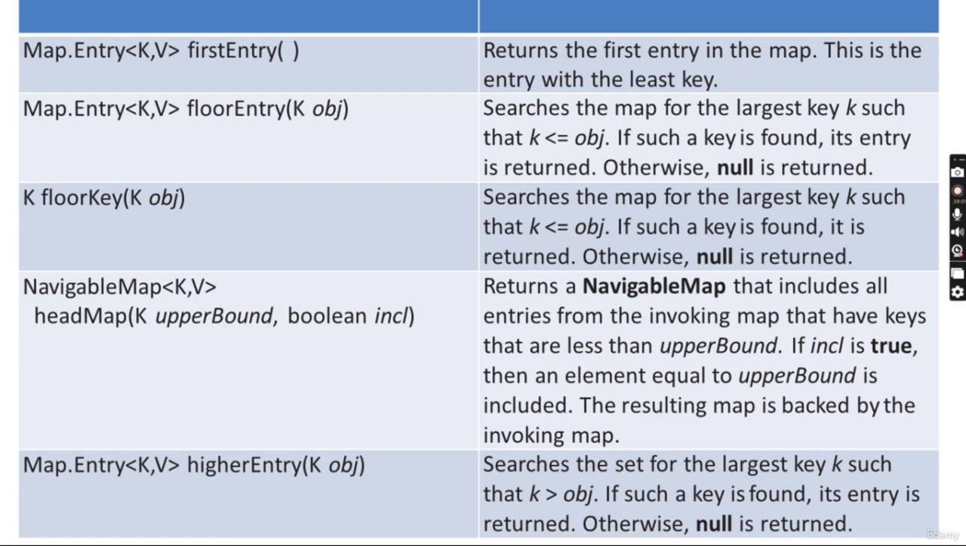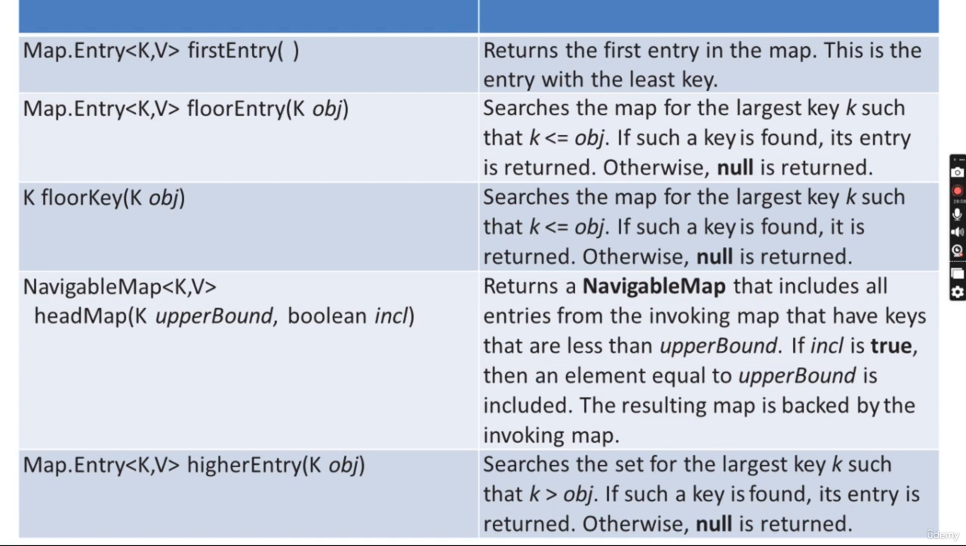NavigableMap<K,V> headMap(K upperBound, boolean inclusive) returns a navigable map that includes all entries from the invoking map that have keys that are less than the upper bound. So upper bound is the greatest value, and whatever values you will be fetching, those will be lesser than the upper bound. If inclusive is true, then an element equal to the upper bound is included. The resulting map is backed by the invoking map.